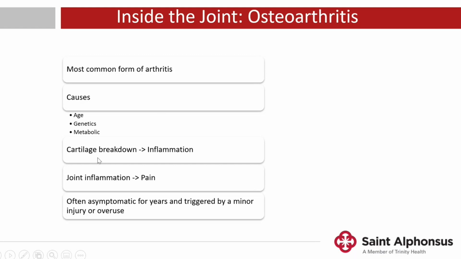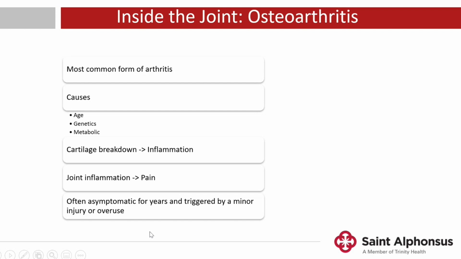Like I said, you don't feel the cartilage breaking down. Cartilage doesn't have nerve endings in it. It's when the joint has gotten to the point where it's getting inflamed that is when it starts to hurt. So as a result, we have people that have been asymptomatic for years, and then things tend to get triggered by a minor injury or overuse.